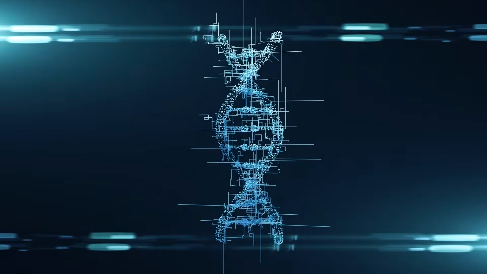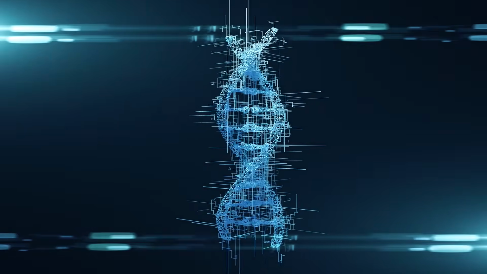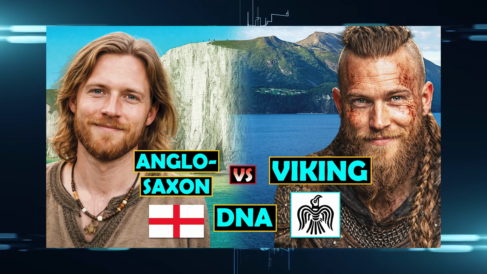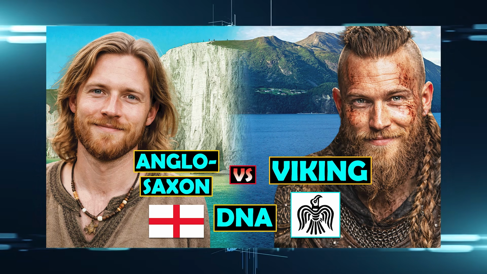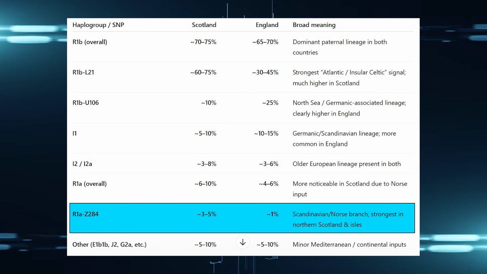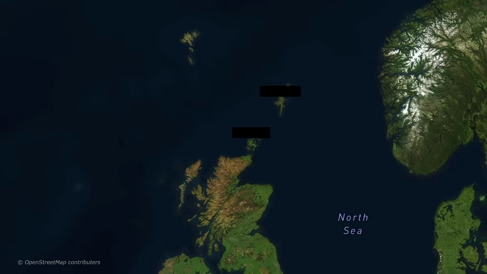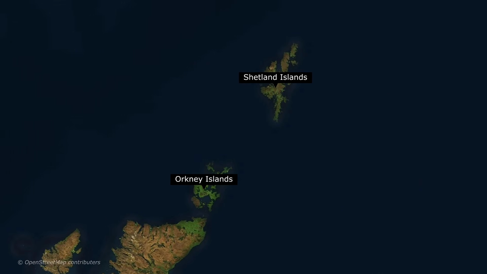There was some overlap as well with Danish Vikings when it comes to this marker, however, and that was the subject of my last video if you haven't seen it. You can also see that Scotland has a little more R1a-Z284, a marker connected to Norwegian Vikings, which is especially high in the Northern Isles of Orkney and Shetland.